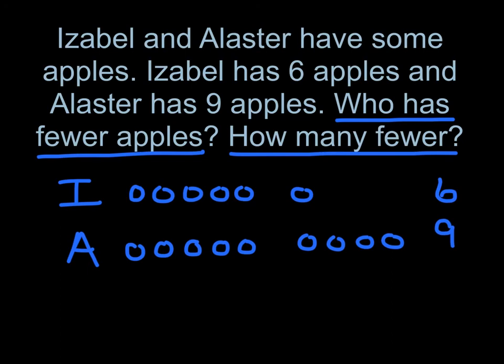I need to match the circles and find out how many fewer apples Isabel has than Alistair. Isabel is missing 3 apples. Therefore, she has 3 fewer apples than Alistair.